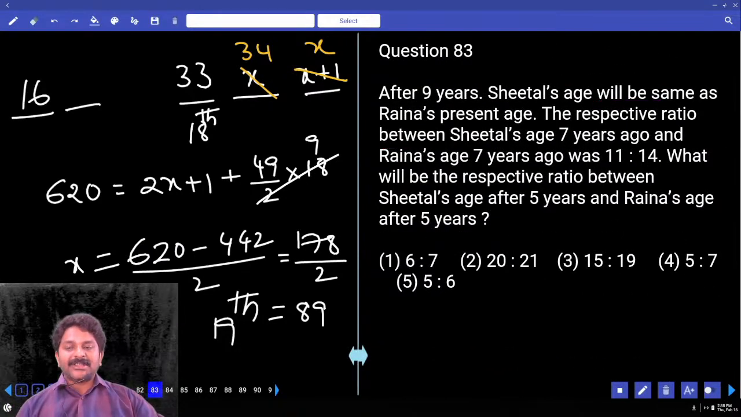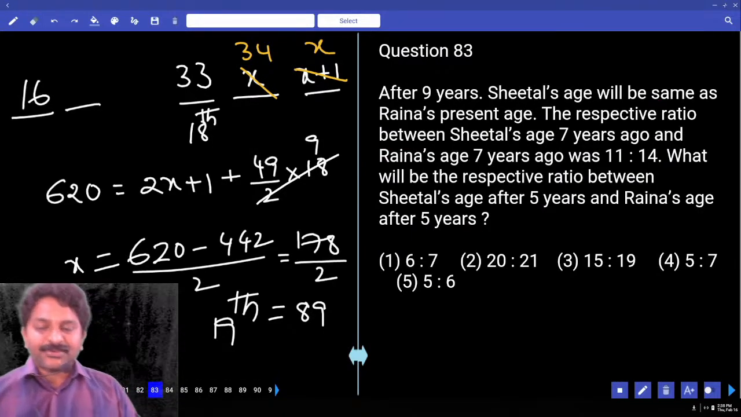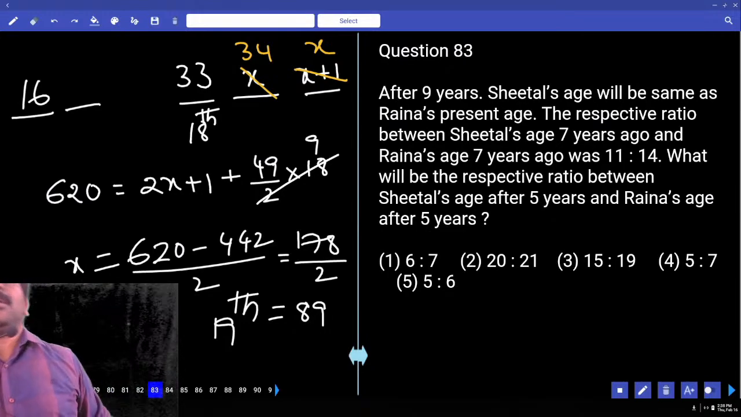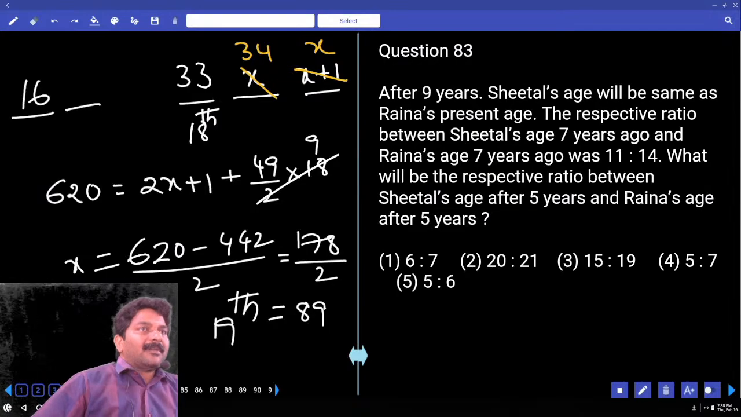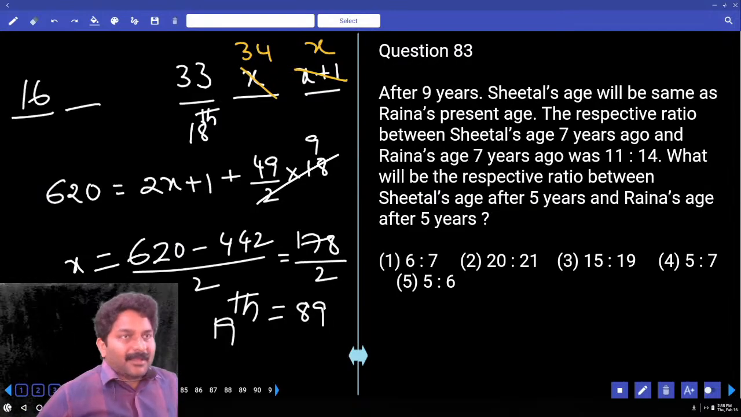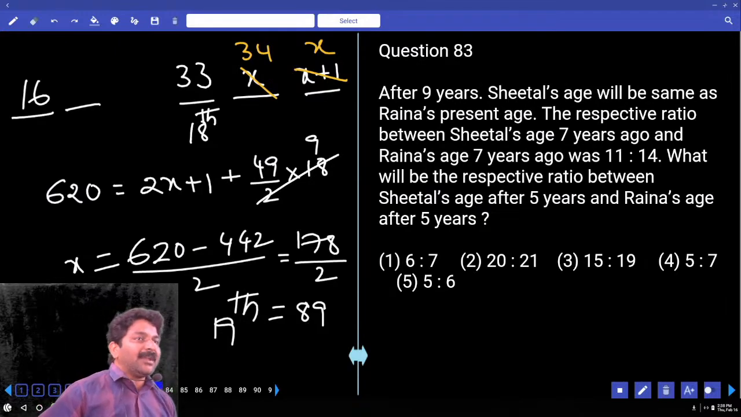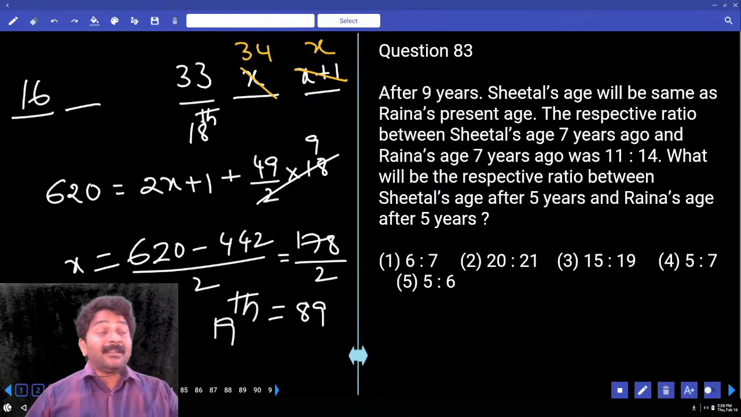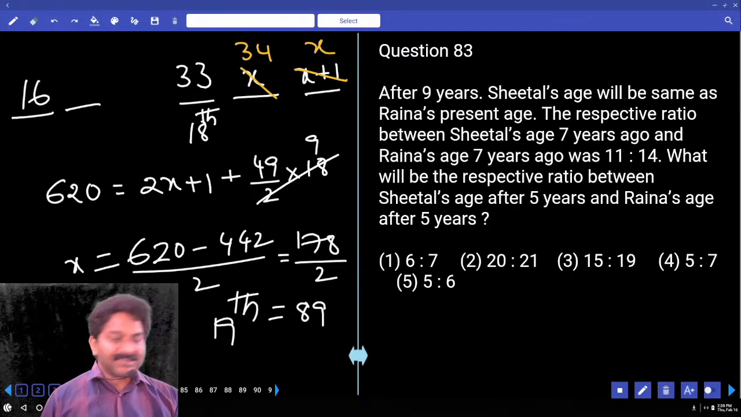After 9 years, Sheetal's age will be same as Raina's present age. From that statement, what can be concluded? Come on, Pillalu. After 9 years, Sheetal's age will be same as Raina's present age. From that, what can be concluded? Their age difference is 9.